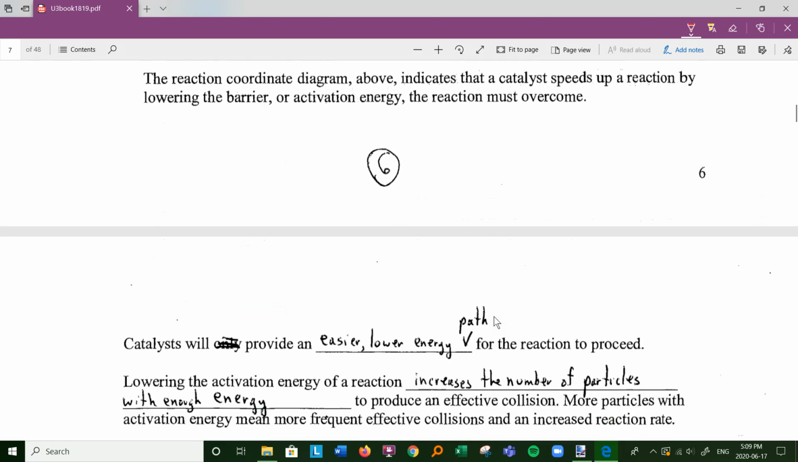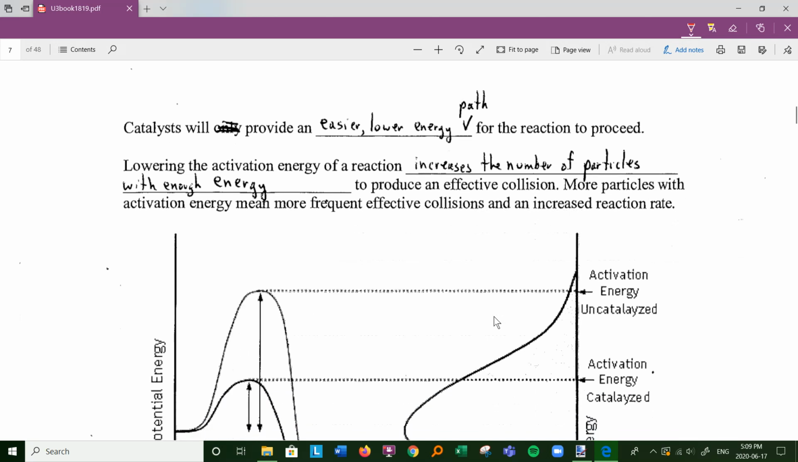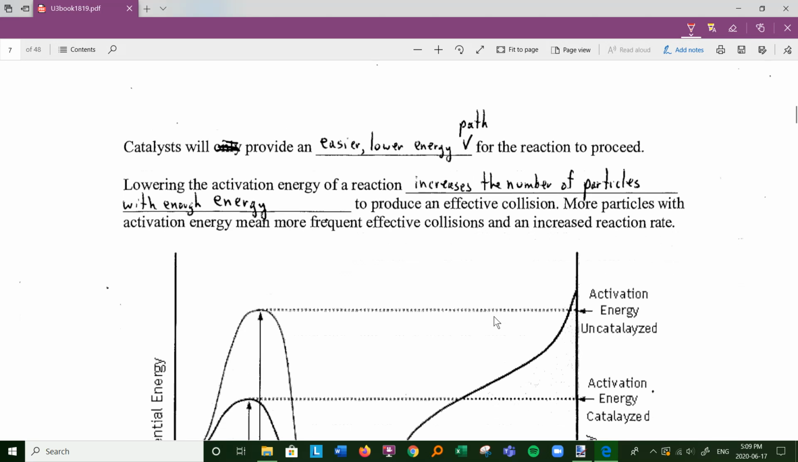Okay, that's what we say there on page 6. So catalysts provide an easier, lower path for the reaction to proceed. Lowering the activation energy of a reaction increases the number of particles with enough energy to produce an effective collision. More particles with activation energy means more frequent effective collisions and an increased reaction rate.